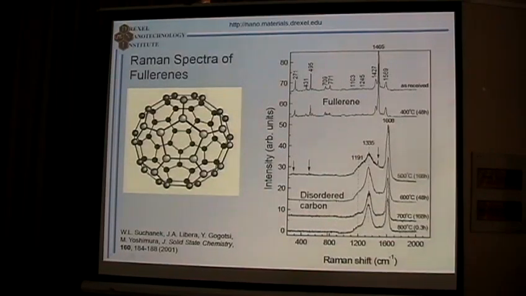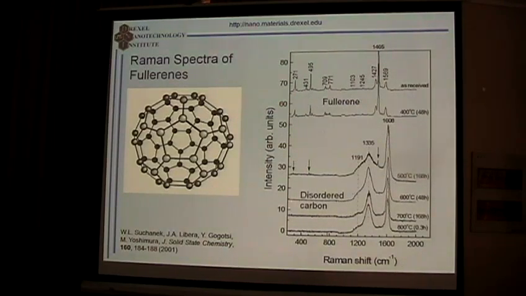And for more complex fullerenes, for C70, the number of peaks will increase. Because in addition to vibrations in plane, you have numerous vibration modes possible now, and that's why you get such a complex pattern.